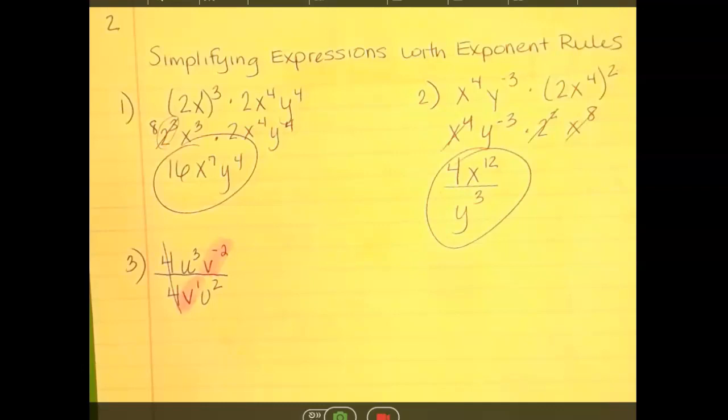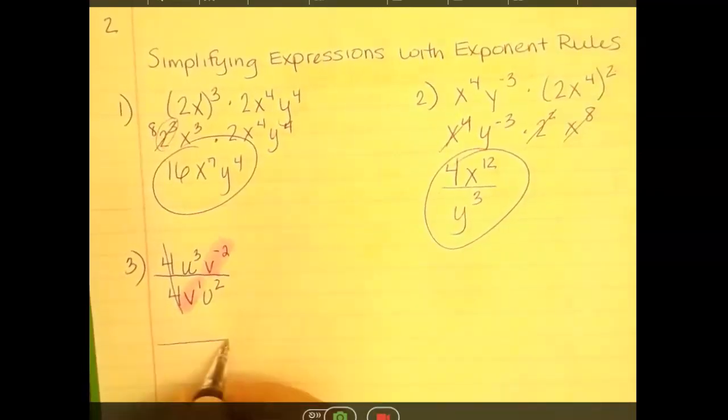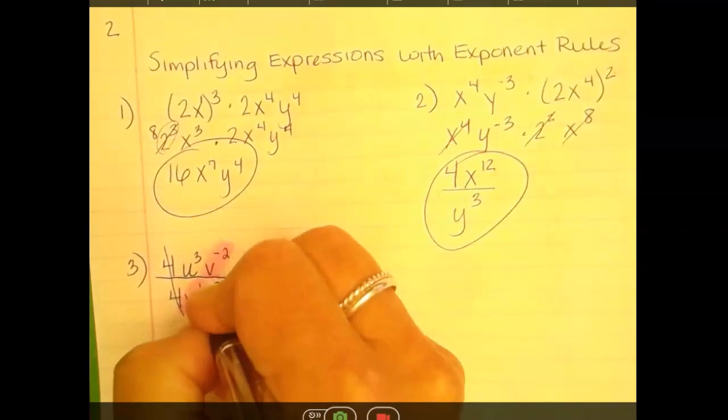But negative 2 minus 1 is negative 3. So that means that the v's are going to end up on the bottom, right? And I don't see the negative. I came up with a negative in my subtraction, but the negative told me to put it on the bottom. If I come up with a positive, that tells me to put it on the top, right? So I'm thinking about where it should go and putting it there instead of recording a negative exponent. Does that make sense?